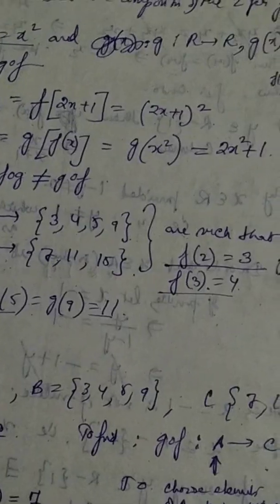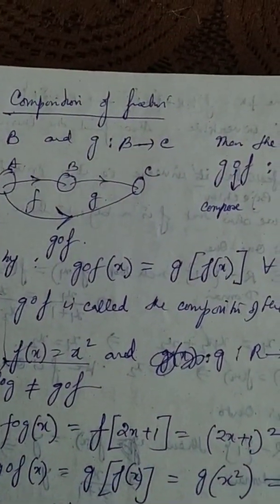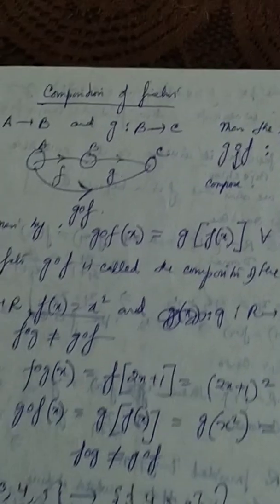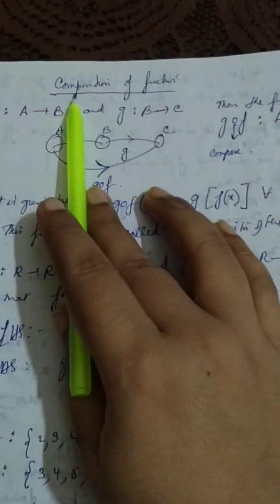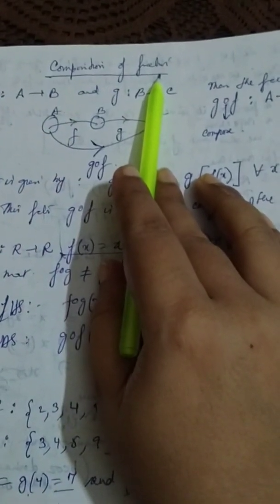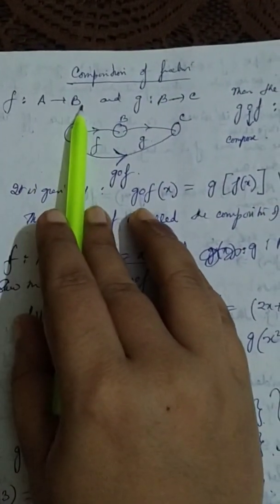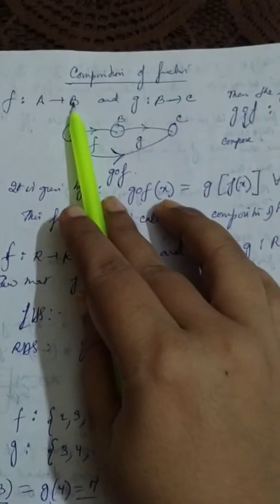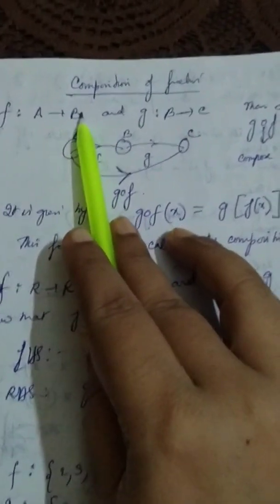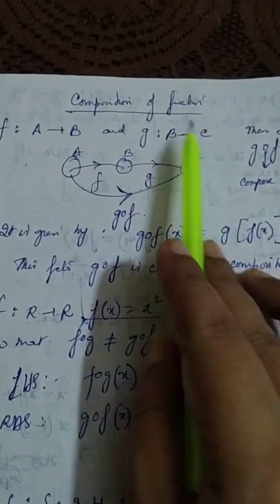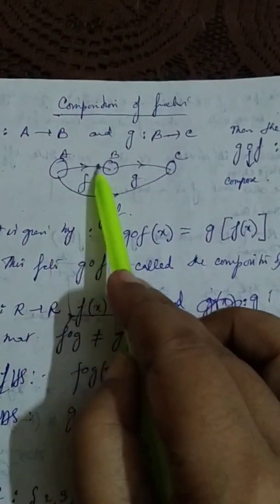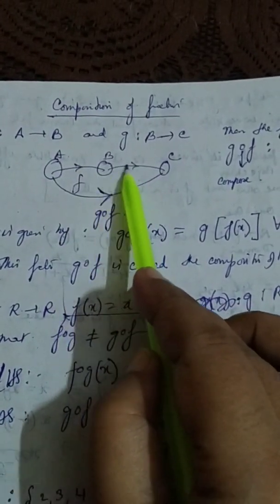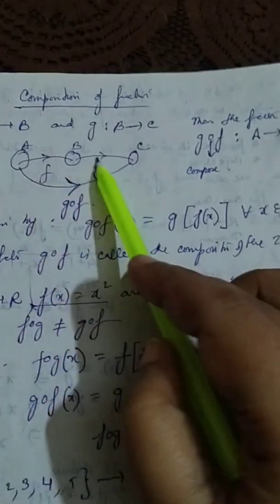Next we have something called composition of functions. This is a very simple thing, but this year it has been included in your syllabus, so we have to do it. So what does composition of functions mean? F is a function from A to B, G is a function from this B to another set C. If I draw it, suppose this is a set A, this is a set B, this is a set C. This is a mapping F from A to B, this is a mapping from B to C. I've written G over here.